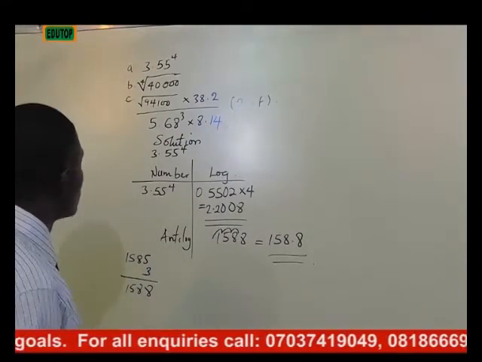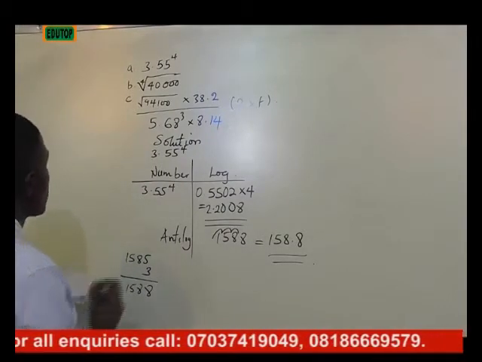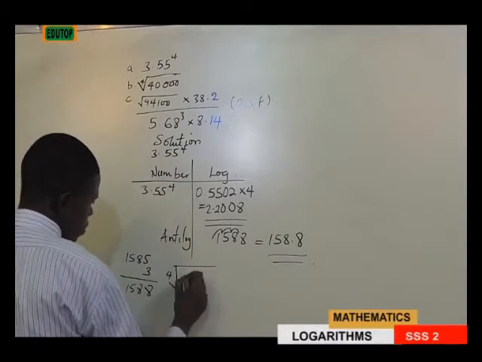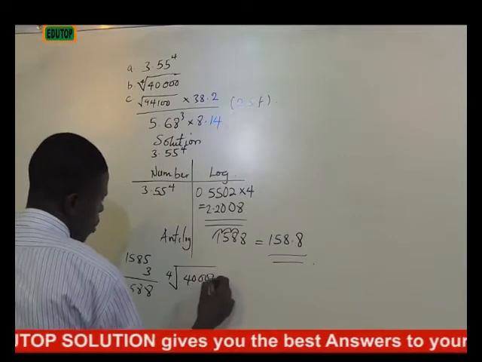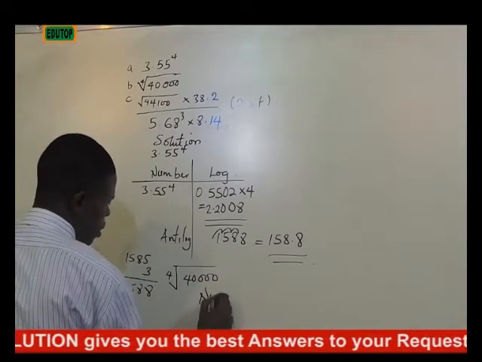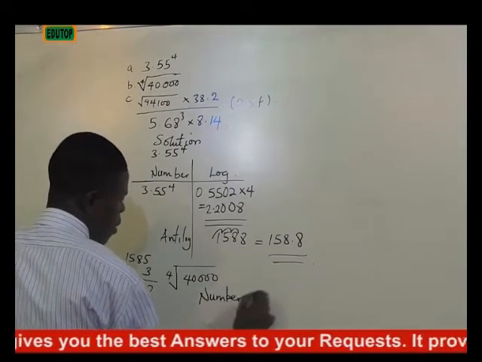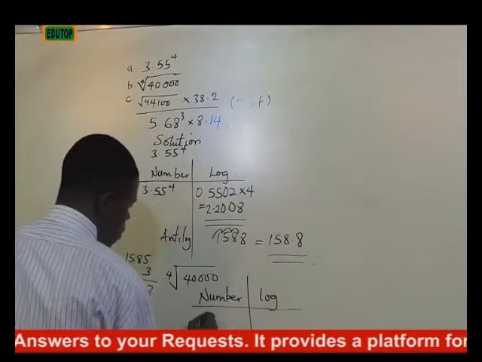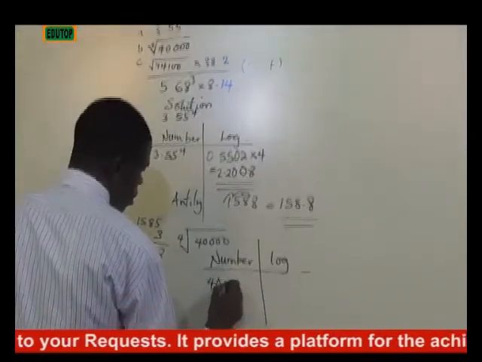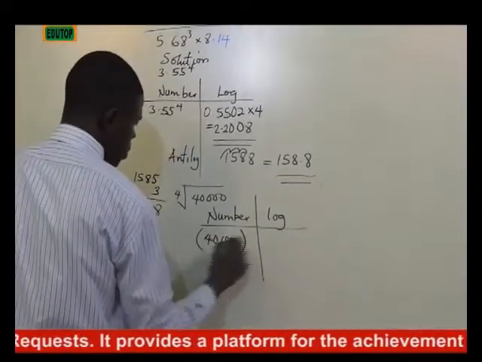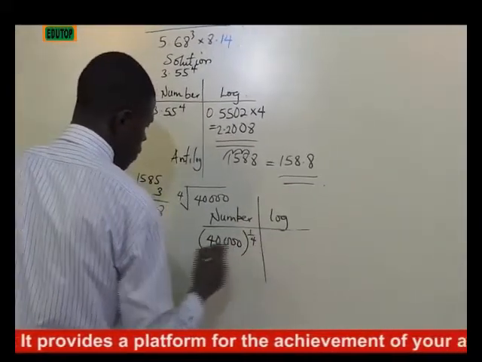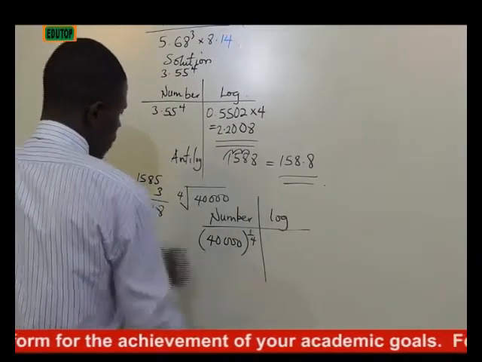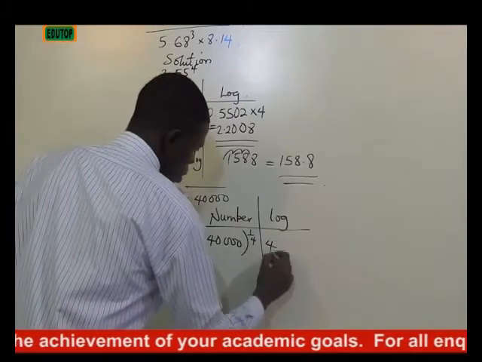Then the second question, which is fourth root of 40,000, also results in number log reading. Here we have 40,000 raised to power 1 over 4, so we have to divide. How many digits do we have here? We have 1, 2, 3, 4, 5. Automatically it will be reduced to 4 points.